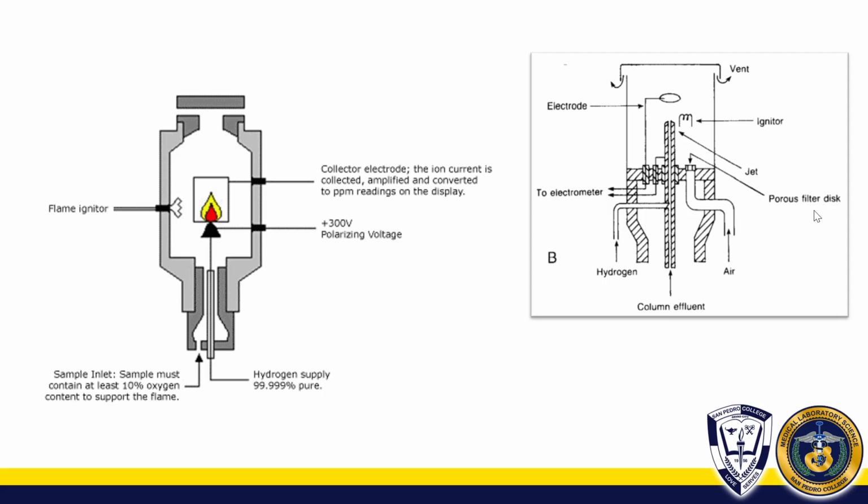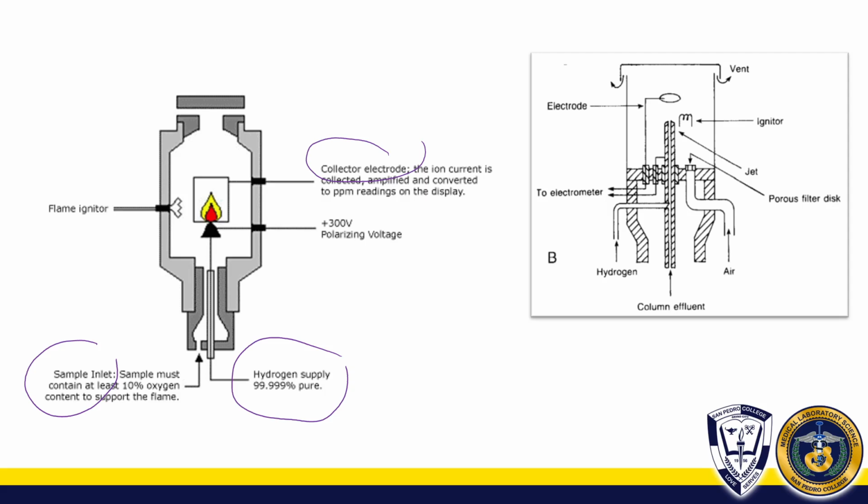One of the important components in the FID is a hydrogen supply. There must be a continuous hydrogen supply here, and then, as you can see here, the sample inlet is where your sample will enter. Then there is the collector electrode we mentioned earlier, and then you have your flame igniter. These are simple components.